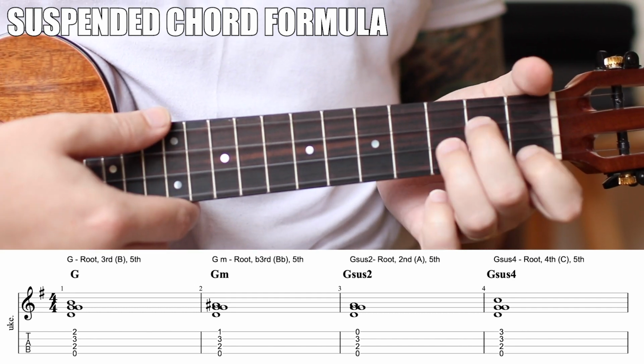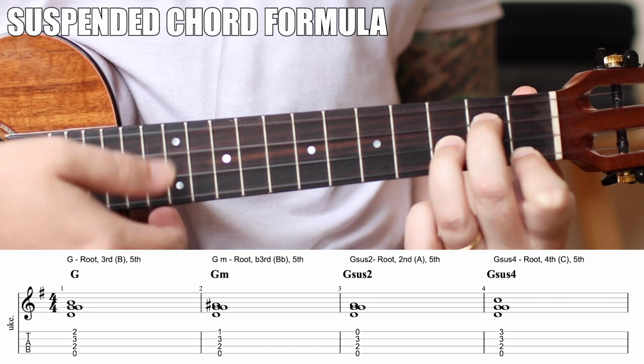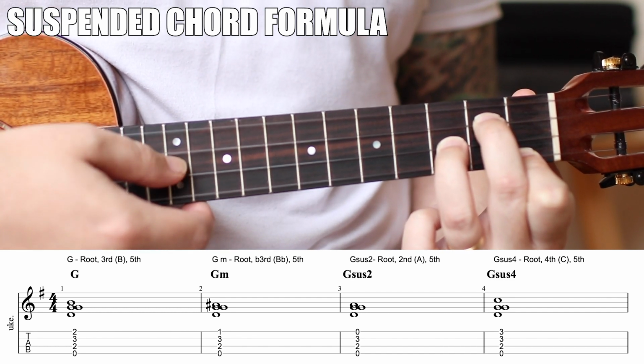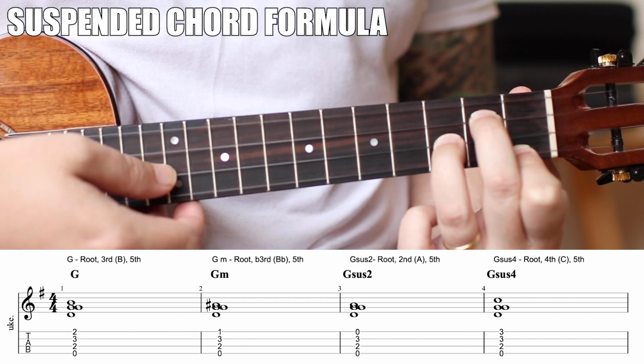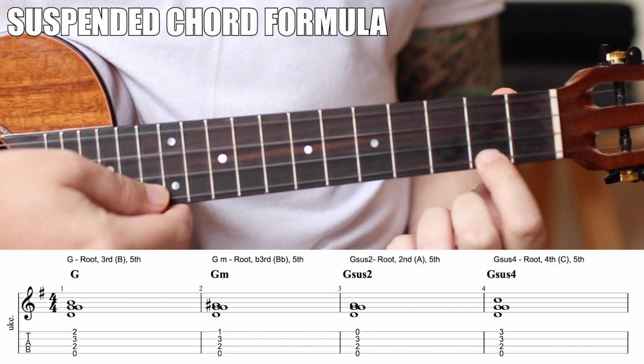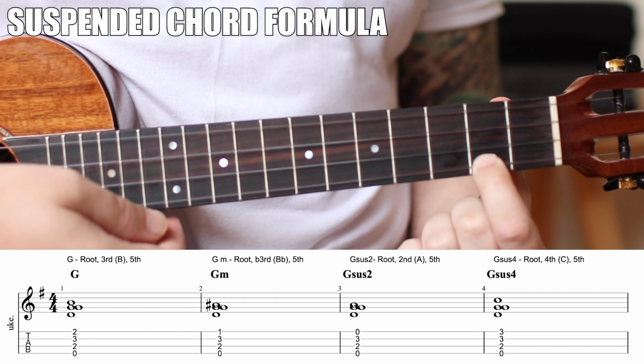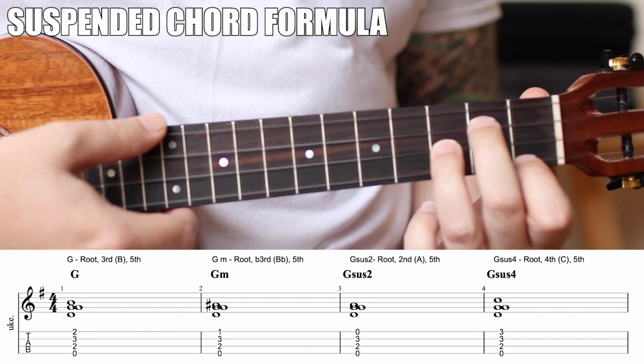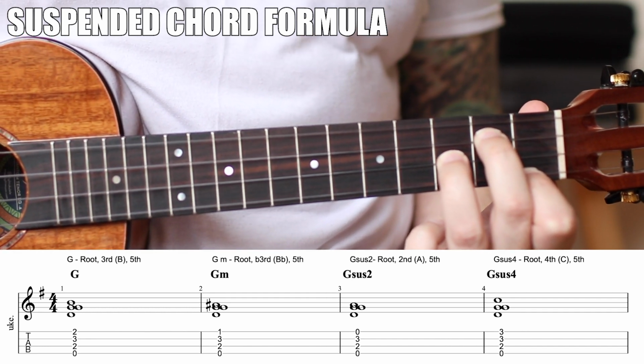Now, if you know a G minor, it looks like this. You should notice this string, this string, this string are all the same because we still have a G note, we still have a D note. The note that's changed is the B to a B flat. Now this B flat is what's known as a minor third.